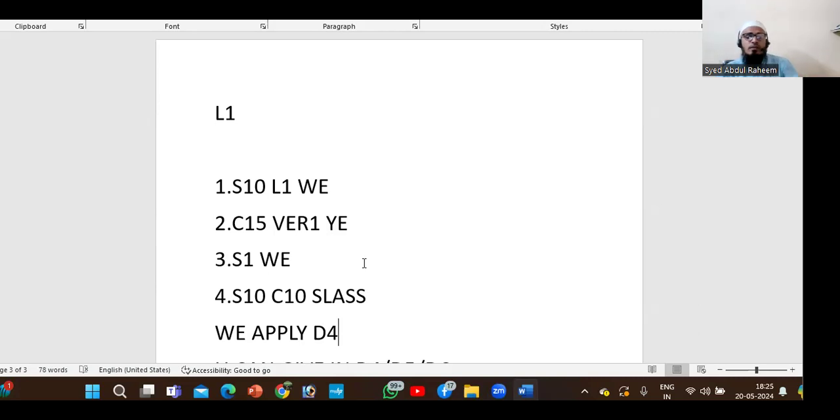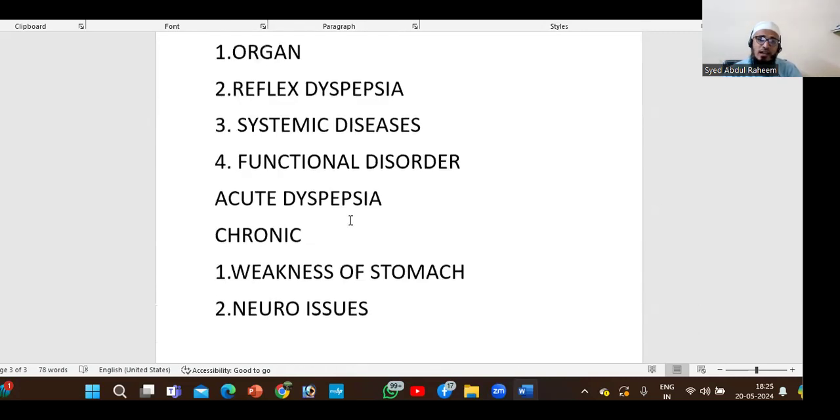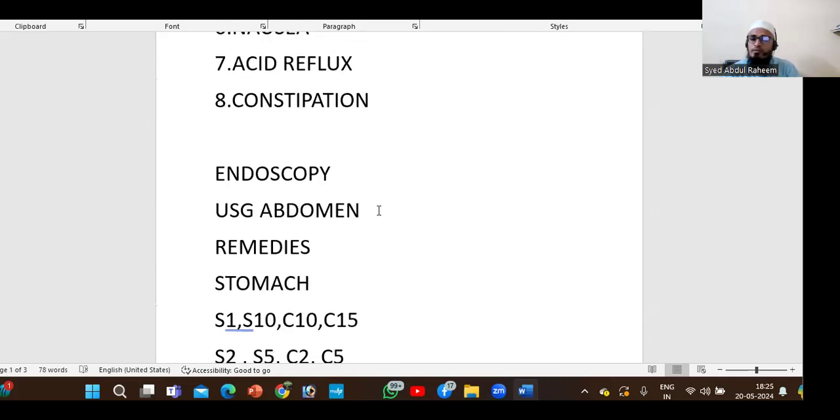I hope you understand about dyspepsia, what the causes behind it are, the clinical features, and what type of scans are required. If it is chronic, you need to do endoscopy and ultrasonography. The patient will often already have the reports. Check them, note down the reason behind it, and treat the reason. You will definitely get the results.